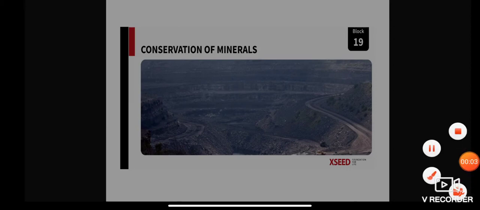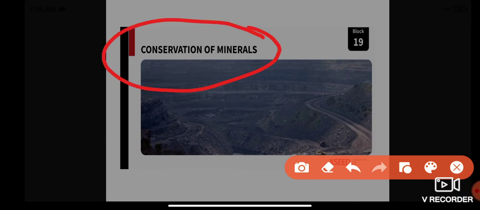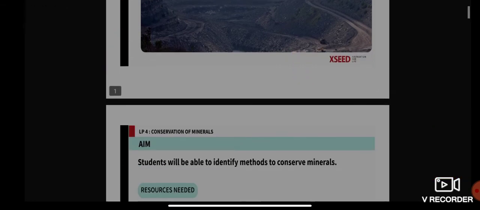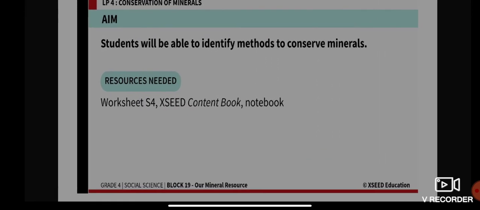We are going to start with the last topic of our discussion from this block, that is conservation of minerals, from block 19. Our aim for today is that students will be able to identify methods to conserve minerals. The resources needed are your worksheet, your exit content book and your notebook.